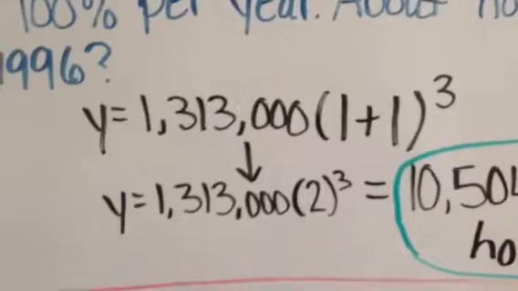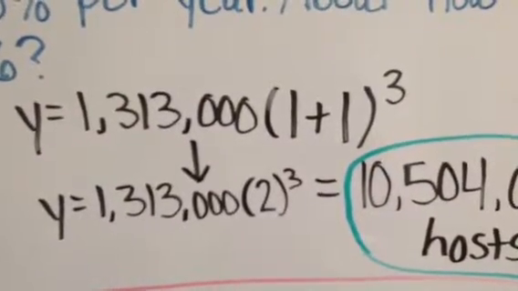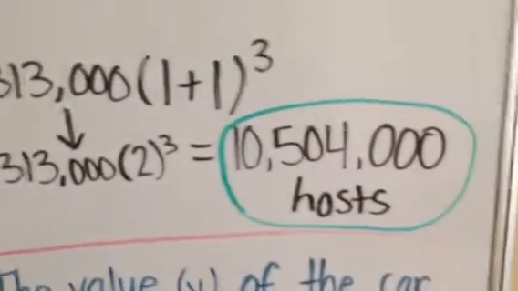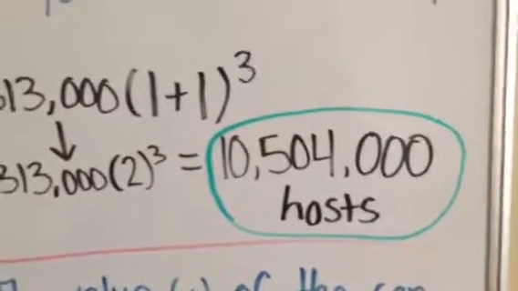So then 1 plus 1 is 2. So then it's 2 to the power of 3. So 1,313,000 times 2 to the power of 3. That equals 10,504,000 hosts, and that's the answer.